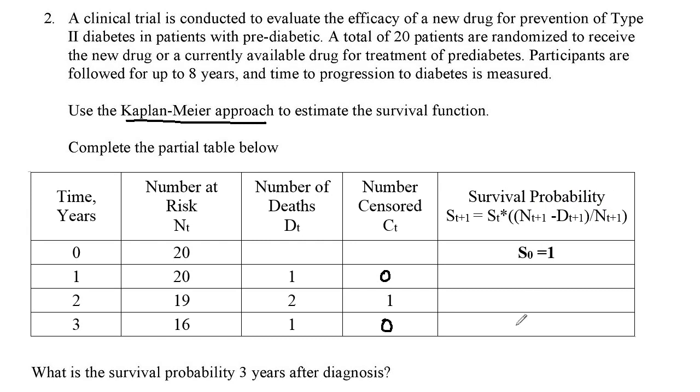Let's go through these 3 lines. At time 1, we had 20 at risk, but then 1 person progressed. So S sub 1 equals S sub 0, which is 1, multiplied by the number at risk minus progressions divided by number at risk. So 20 minus 1 divided by 20, which is 19 over 20, which is 0.95.